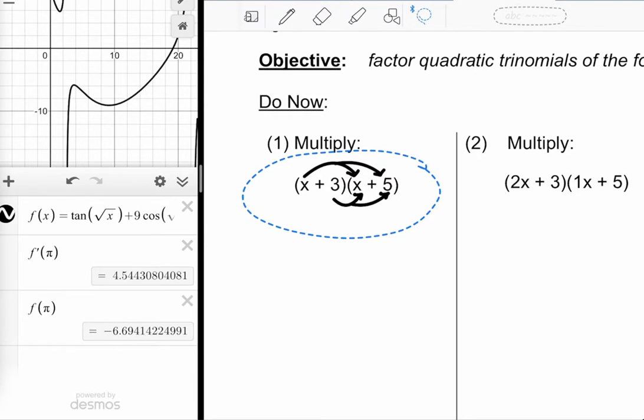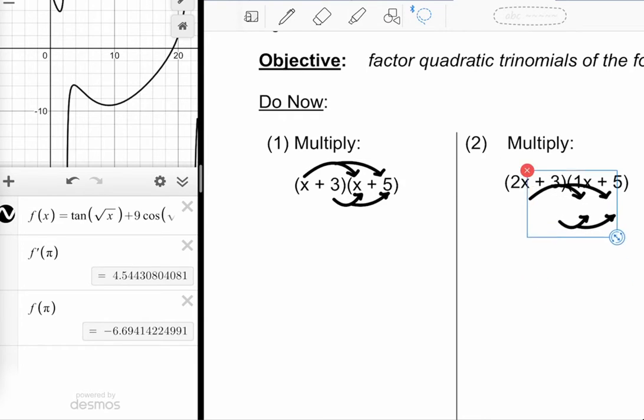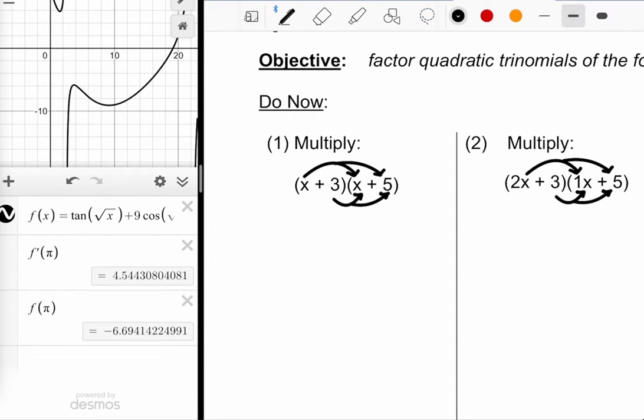All right, and that would be the same process regardless of the nature of each binomial. They could be super complicated or they could be super simple. Either way, it's going to be the same approach. It's just the result that's going to be a little different. So x times x gives you the x squared. x times a 5 gives you a 5x. 3 times the x gives you a 3x, and 3 times 5 gives you the 15.